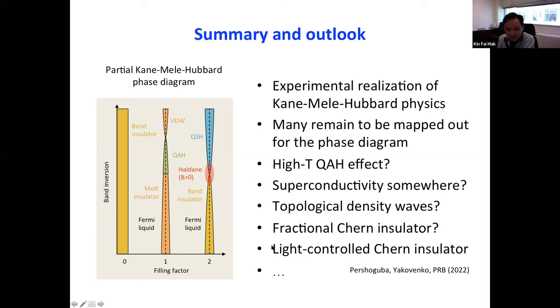Can we see fractional Chern insulators? And also there is interesting theory from University of Maryland talking about light control of Chern insulator. And because of the big semiconducting gap in this system, I think this is a very interesting avenue to explore the control of Chern insulator by ultrafast lasers.